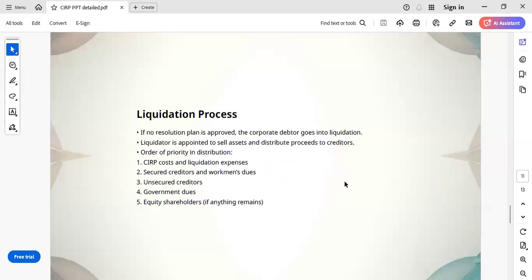What is the liquidation process? If no resolution plan is approved, the corporate debtor goes into liquidation. A liquidator is appointed to sell the assets and distribute the proceeds to the creditors. The order of priority in distribution is: first CIRP costs or liquidation expenses, then secured creditors and workman dues, then unsecured creditors, then government dues, then equity shareholders, if anything remains.